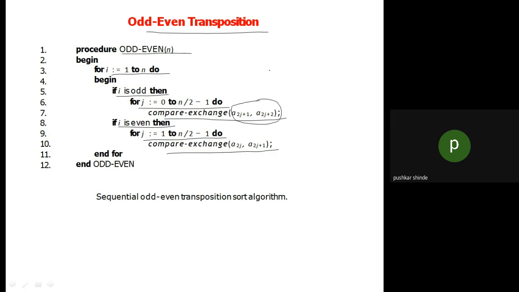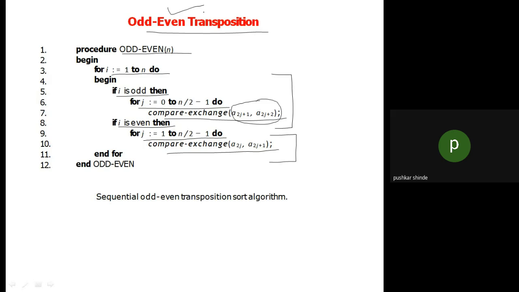So the list is divided into two parts. When i is odd, specific numbers are exchanged, and when i is even, other specific numbers are exchanged. So it is concurrently divided into two parts. So concurrency has been generated here. You can have a look at that. So you are dividing the list into odd list and even list. This approach is called odd even transposition.